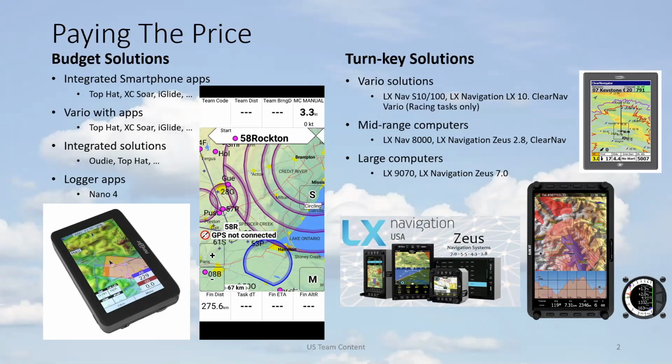And here you've got some pictures. The bottom right is an LX 9070, which is probably the most expensive and leading flight computer right now. And the one that has Rockton 58 on it is Top Hat, running on my Samsung S10, which works very, very well in the daytime.